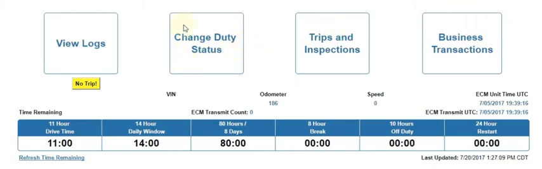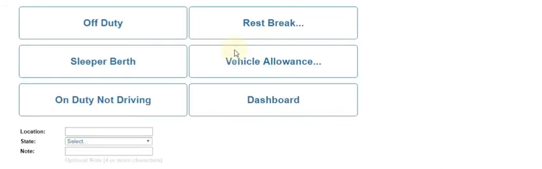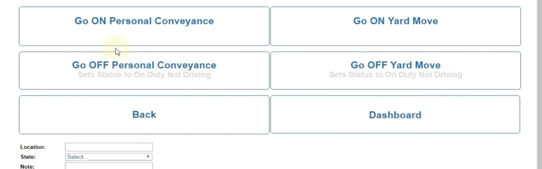The Change Duty Status button on the dashboard allows the driver, if necessary, to make manual duty changes to their driver logs. If they have to go off-duty for any reason during the day, they can click the off-duty button or the rest break button. The rest break button is also an off-duty button, however, it notates the log for them. Other duty statuses available are sleeper berth, on-duty not driving, and also the two new duty statuses that have been included in the new e-log mandates: personal conveyance and yard moves.